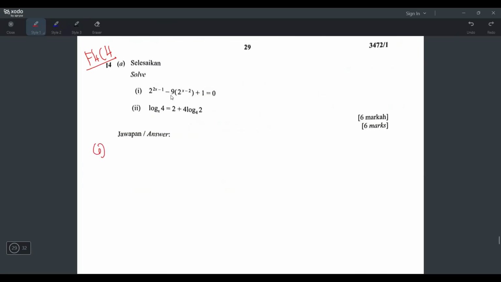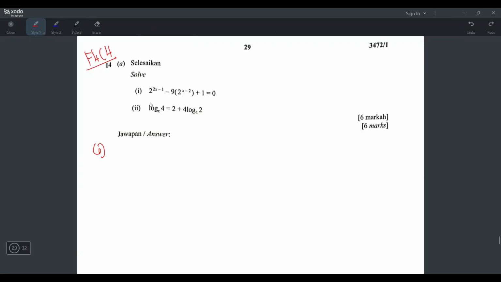2 power 2x minus 1 minus 9 bracket 2 power x minus 2 plus 1 equals 0. This is clearly an indices question. And if it's an indices question, I always tell students one thing. Check the base first. Make sure it's the same base. And if it's not the same base, try to make it the same base. But if you cannot make it the same base, then it's fine. Then no need. But if you can make it the same base, try to make it the same base.